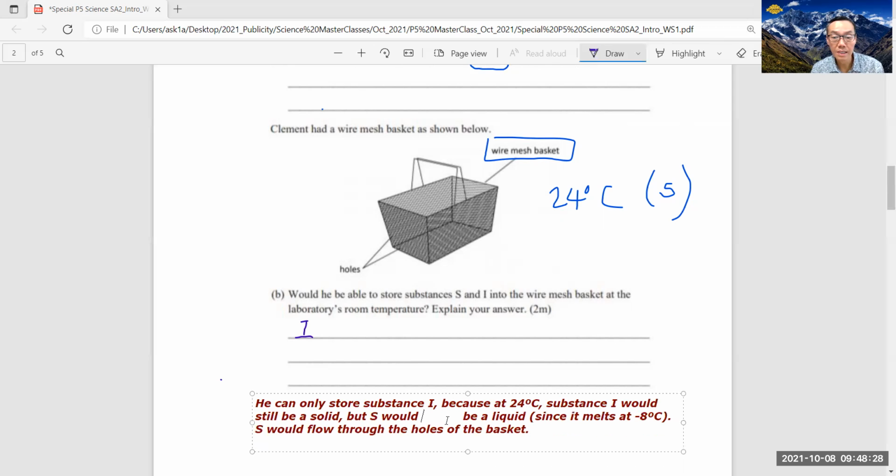We can only store substance I because at 24 degrees Celsius, substance I will be still a solid, but substance S will be a liquid since it melts at negative 8 degrees Celsius. S would flow through the holes of the basket.